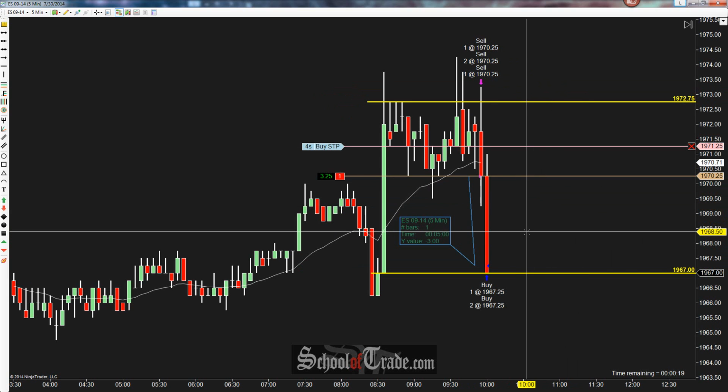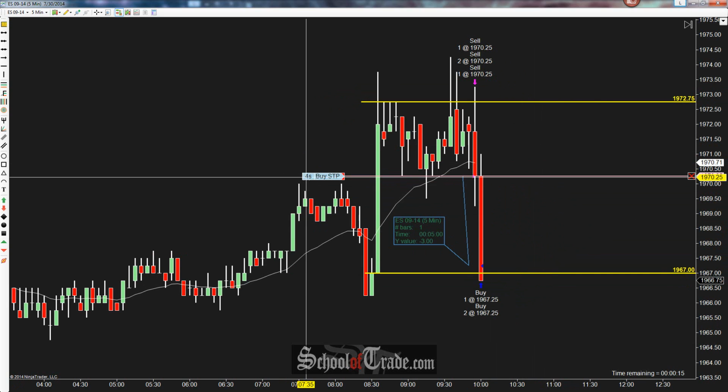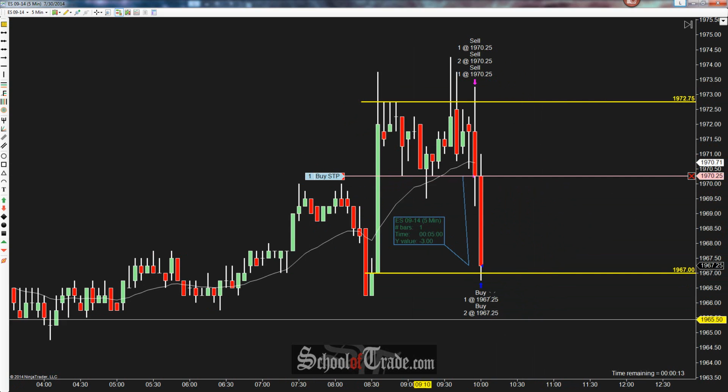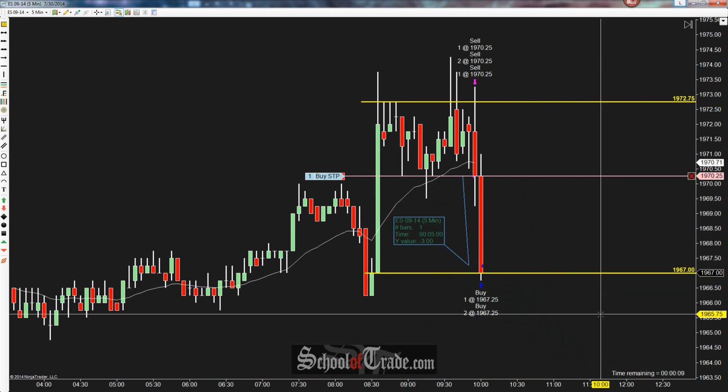I'm not going to move it to break even yet until we get filled, and there we go. Okay, so we got filled. Let's move our stop to break even. So adjust the contract size so that we only have 1 left here, and now we're just looking to see if this actually wants to fall a little bit lower.